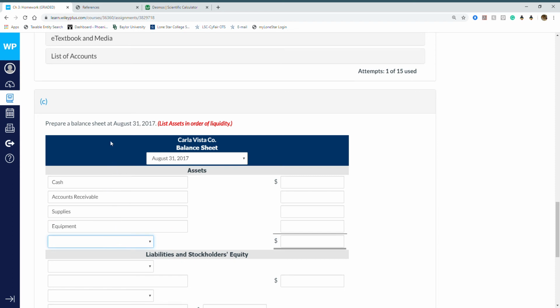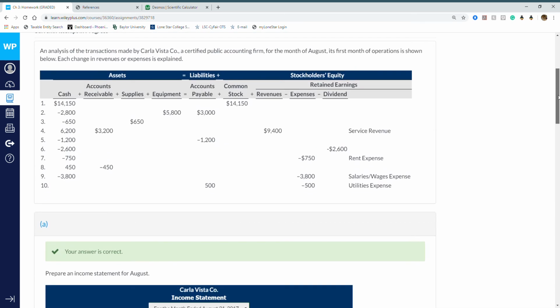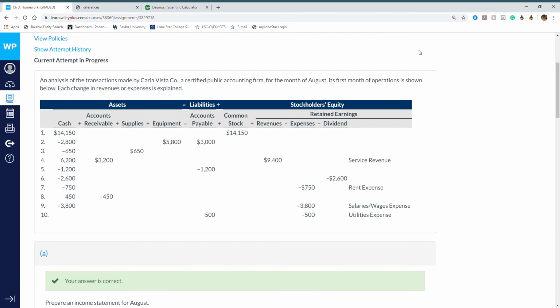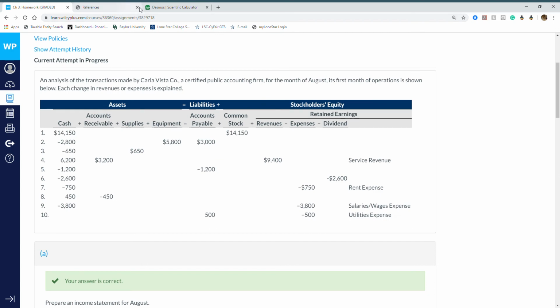So total assets. So cash is, whoa, we have to total this real quick. So we have $14,150 plus or minus $2,800.